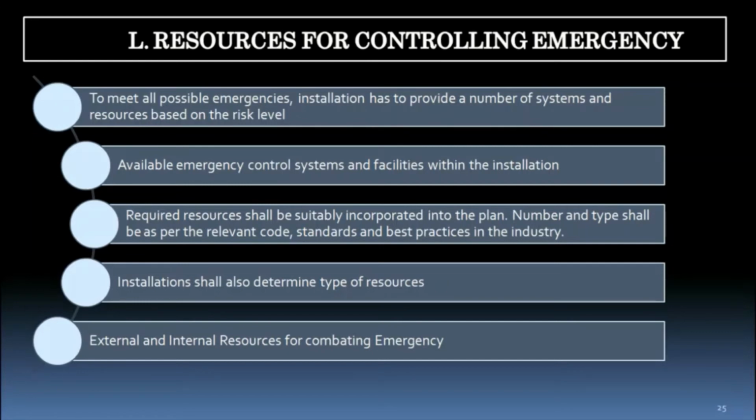In the fourth point, the installation shall also determine the type of resources such as equipment, personnel, technology, expertise, etc. provided by the government. And the last point says the external and internal resources for combating emergency, for example trained manpower, vehicles available, etc. These are the resources for controlling emergency.